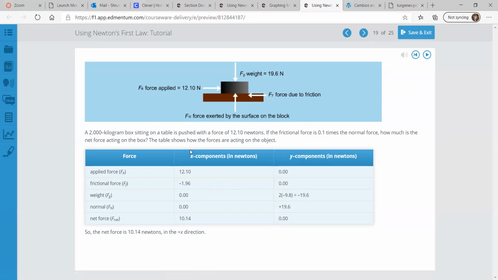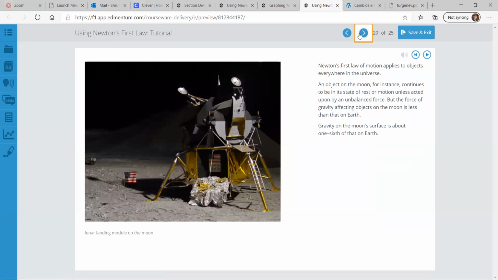So we have 12.10 minus this force due to friction, which is now negative 1.96, since it's moving to the left, right? Okay. So the net force is 10.14 newtons to the right in the positive x direction. And we'll do another example. And I'll write that out in the answer key, I think.